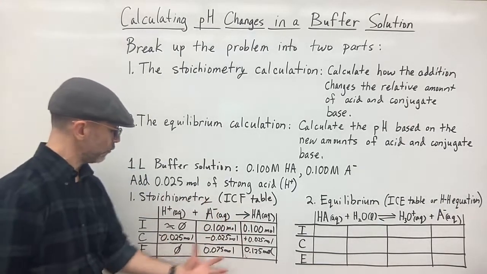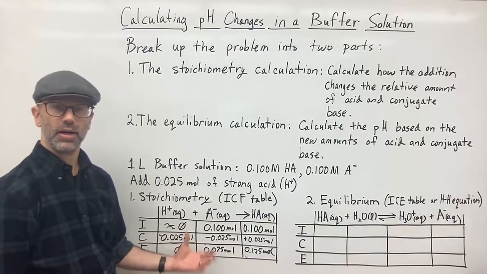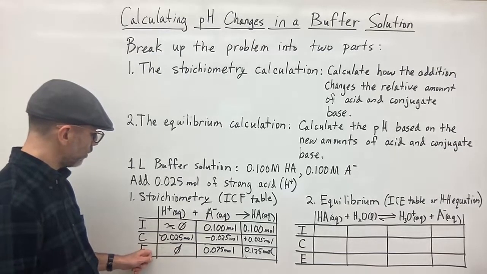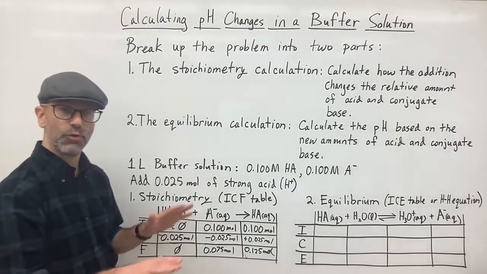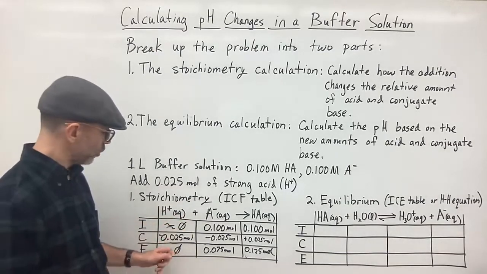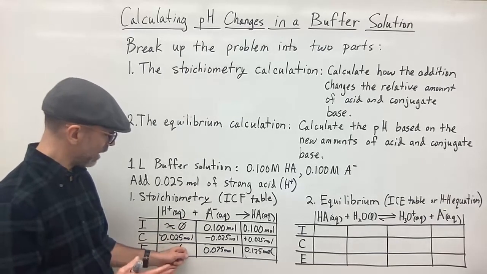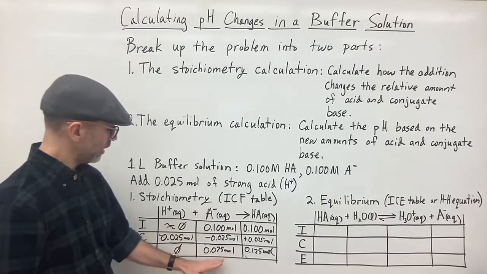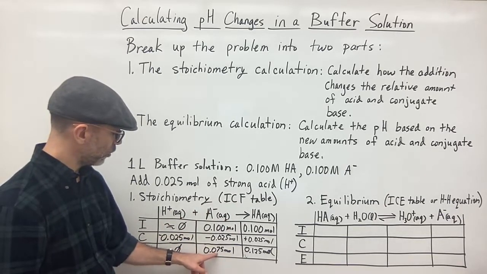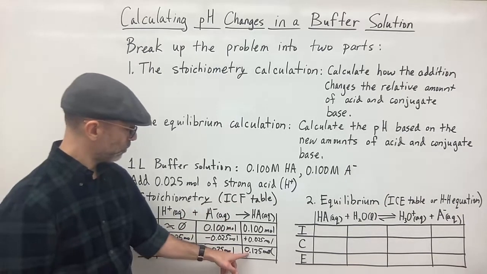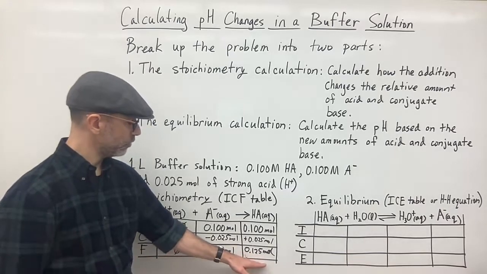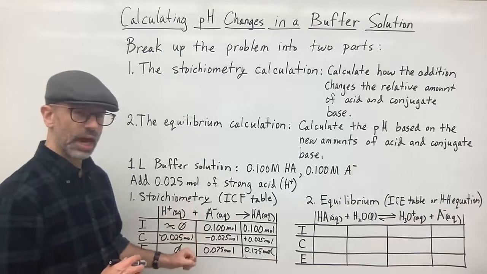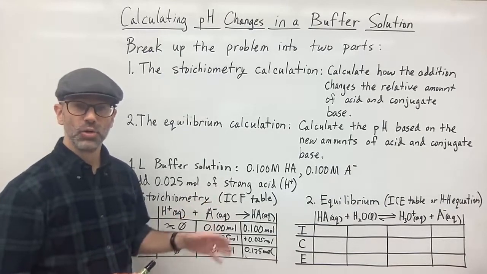So I've now finished the stoichiometry part of my problem. So now at the final amount I have, this is before I do any equilibrium. So the final new amounts that I have, the new amounts of acid and conjugate base, is going to be 0.075 moles and 0.125 moles of the acid. So now I'm done with the stoichiometry part. I can go to the equilibrium part.